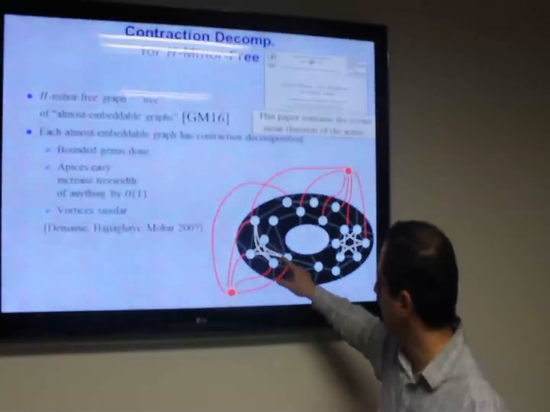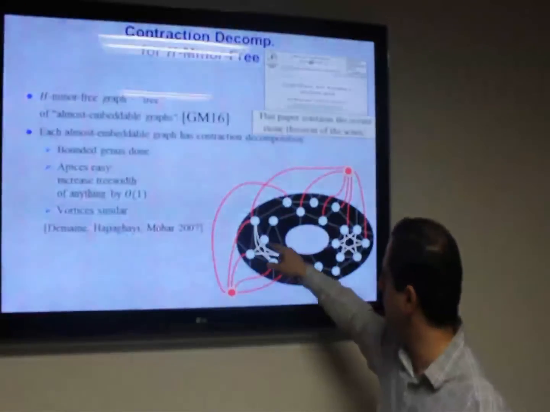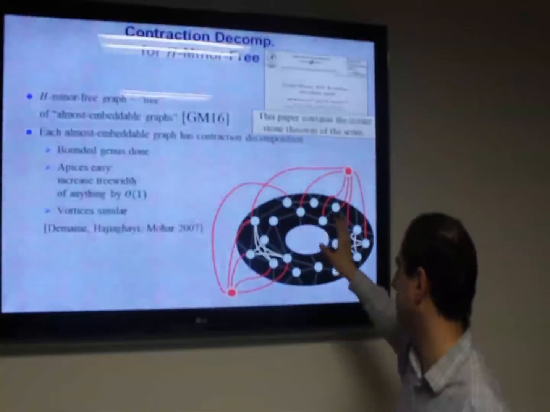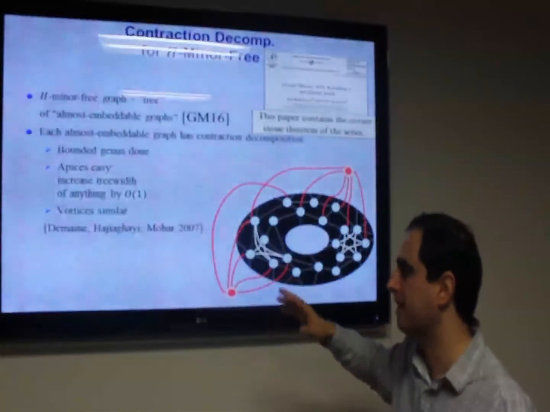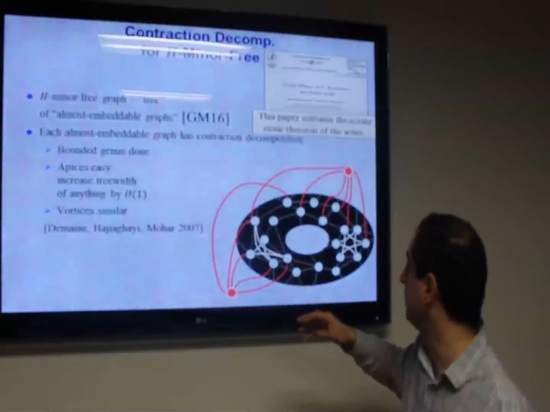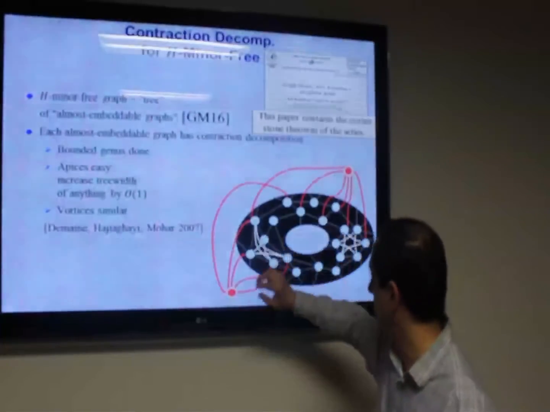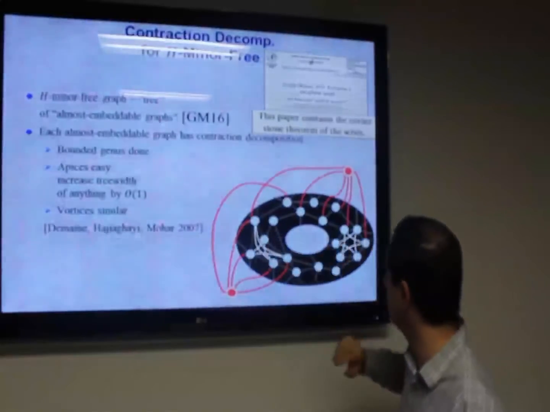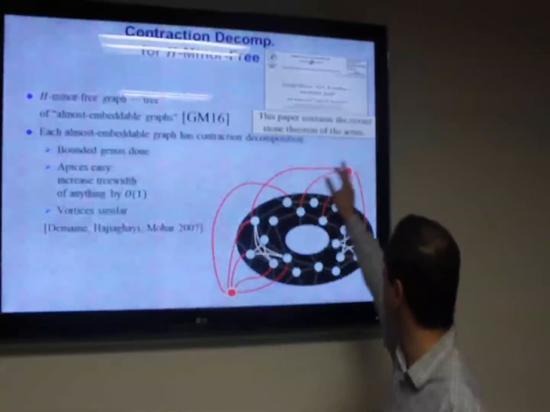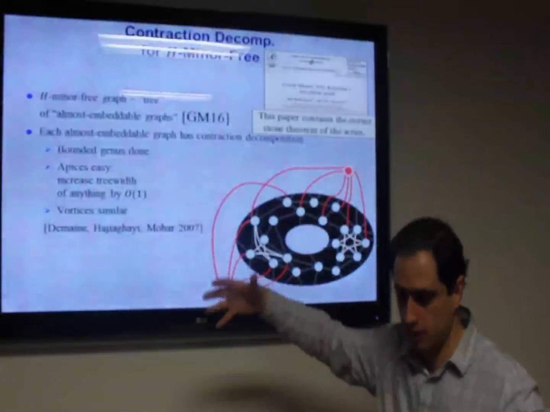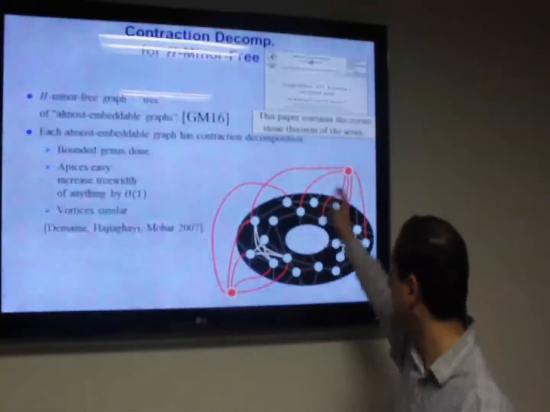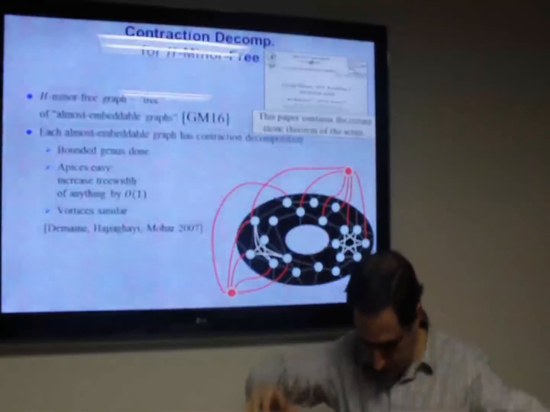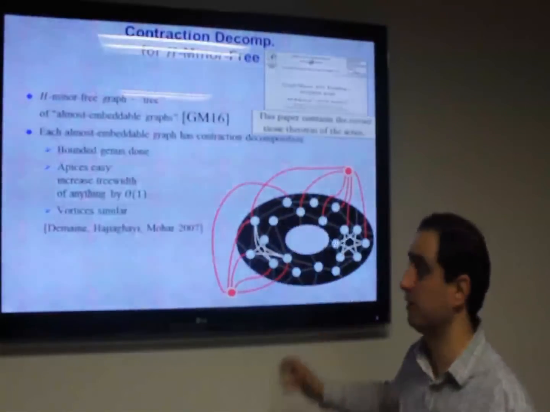You have a constant number of parts, which are called vortices. They have bounded path width. Bounded path width is somehow a special case of bounded tree width. So these are non-planar, but there is a bounded number of them, and the path width or tree width of them is bounded. And you have a bounded number of apices. These are the vertices that are outside of this surface, and they can connect to anywhere. But again, their number is bounded. So the graph is a tree structure of these graphs.